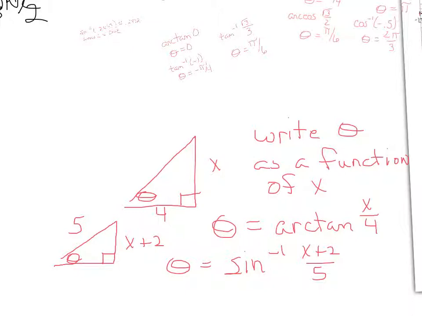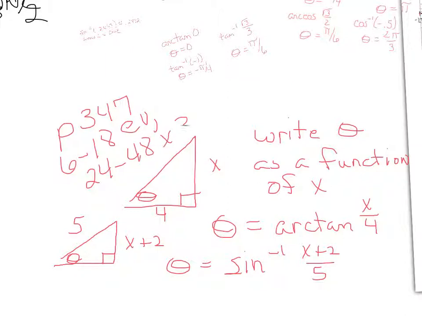So your assignment, and when we get off here, remind me to change it in RenWeb. I want you to do page 347, 6 to 18, evens. 24 to 48, every third. Only the evens that are every third. No, 6 to 18 evens. Sorry. 24 to 48 every third. I think we'll stop there.